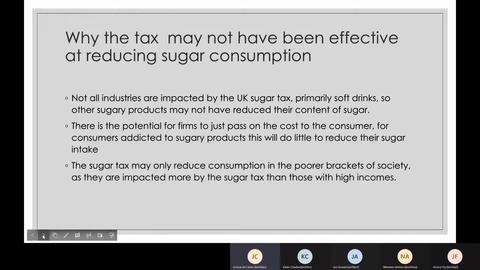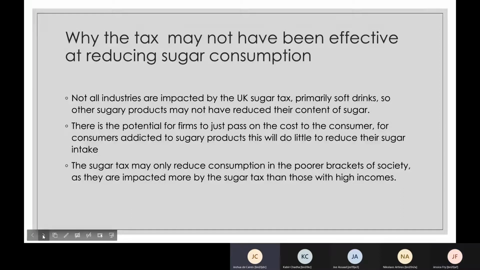It is also important to consider that the sugar tax adversely affects those in society with lower incomes. Those with lower incomes end up having to pay a larger percentage of their income for these taxed products. This could mean that the sugar tax may only reduce sugar consumption in poorer income brackets of society, hardly affecting those with larger incomes.